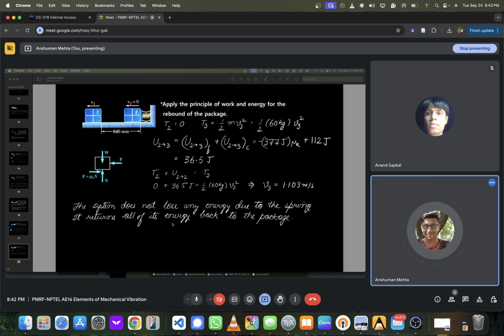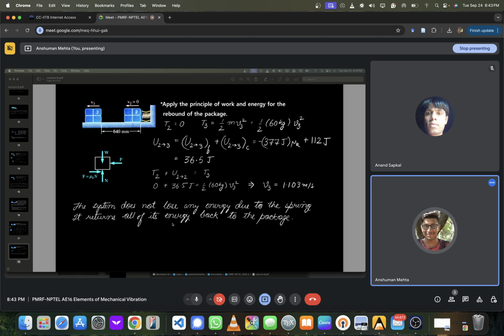So here we needed to break this problem into two segments. From the first segment we were able to determine the coefficient of friction, and then we could use the principle of work and energy to determine the velocity of the package at the same location, the first location, but now it's coming from the different side.